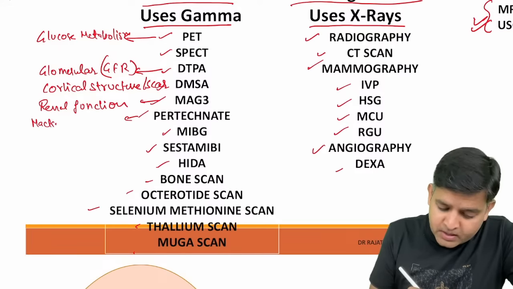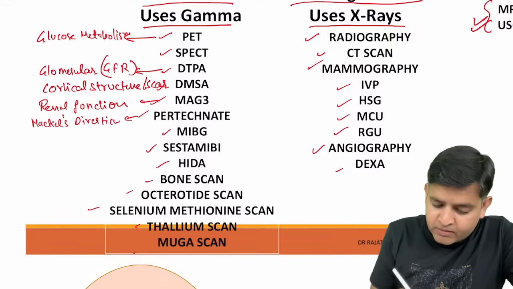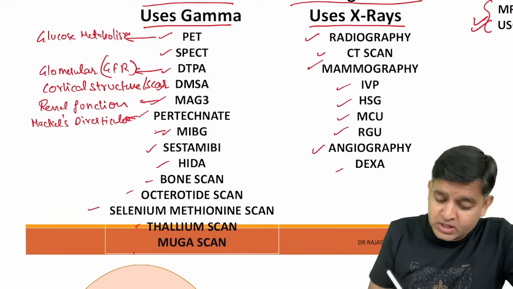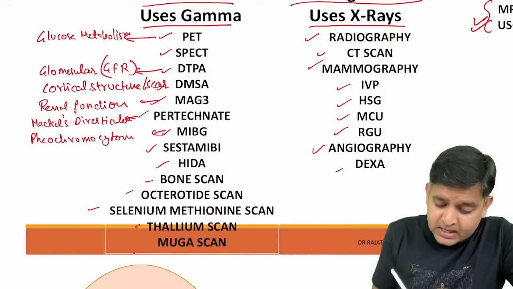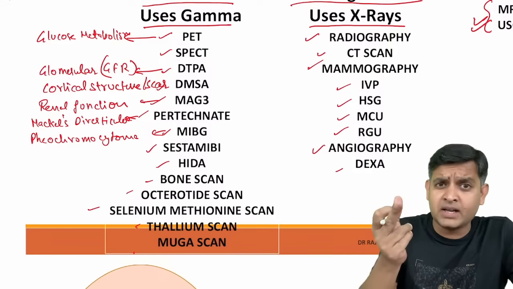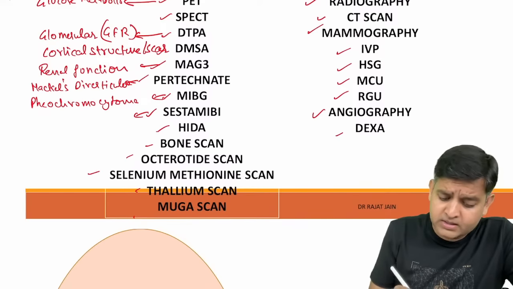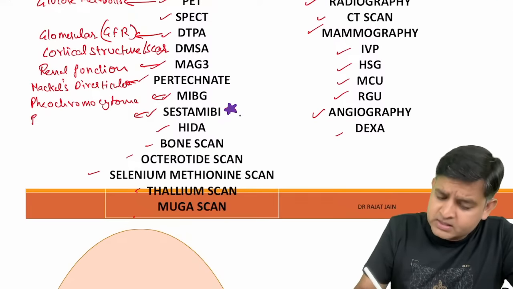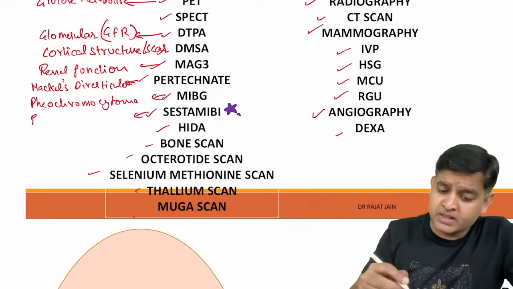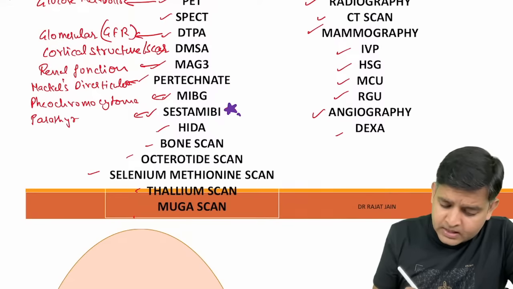Pertechnetate is done for Meckel's diverticulum. MIBG is done for pheochromocytoma. If you have attended my radiology class, this should be on your tips. Immediately when somebody says MIBG, your answer should be, sir, pheochromocytoma. Sestamibi scan, this is a prediction that this is going to be there in the exam. It is for parathyroid adenoma.